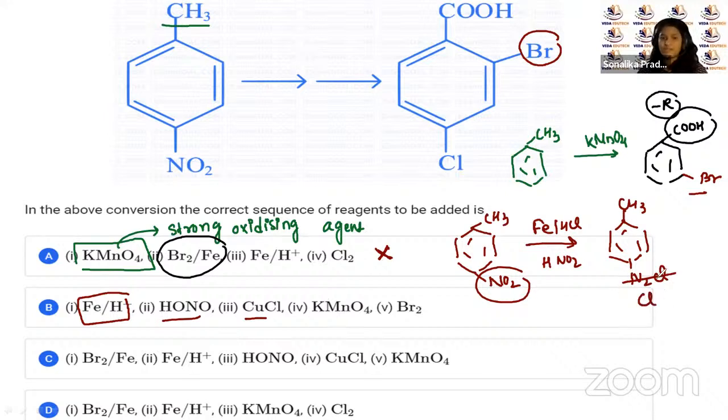So as of now, all good. Okay. Then we have KMnO4. Now if you give KMnO4, this one is going to be COOH. Yes. Then you have Br2. So here your bromine is going to come.